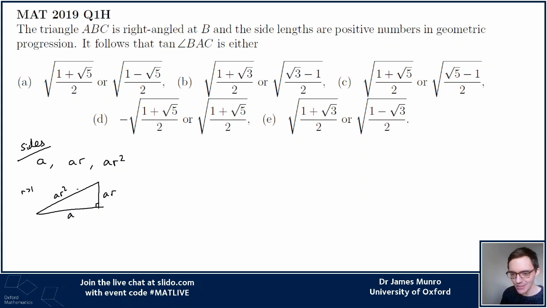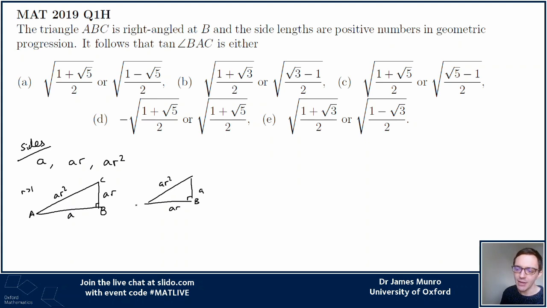So we've got a triangle like this. We're asked for tan BAC. So which corner is which? Right angled at B. So I suppose the other two corners might be this way around, or A and AR are kind of different, aren't they? Or it might be the case that it's this way round. So I do need to be a little bit careful about which side is which.